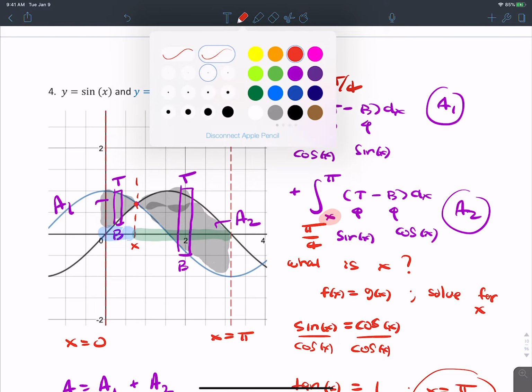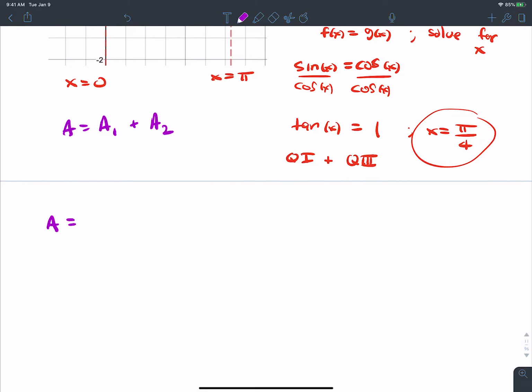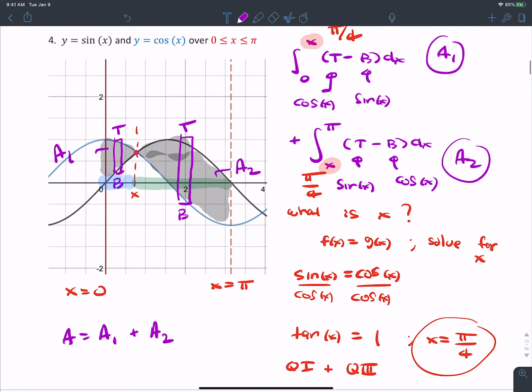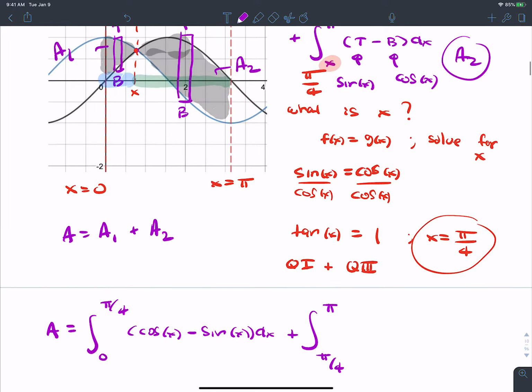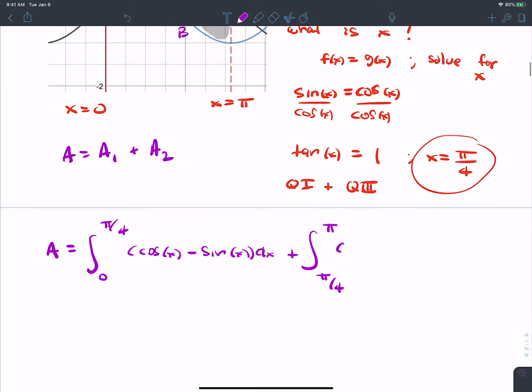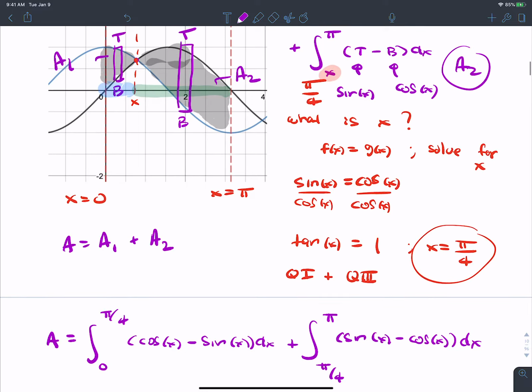So altogether, to find that area, let's write it here. It'll be the integral from 0 to pi over 4 of cosine minus sine dx, plus the integral from pi over 4 up to pi, and then it switches, of sine minus cosine. Okay, take a look at that here.